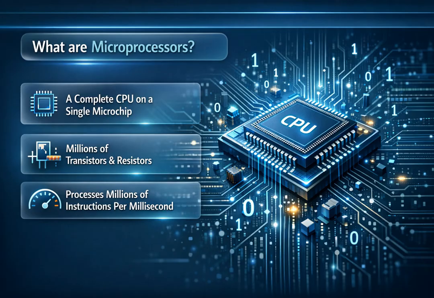Let's revisit the brain. What are microprocessors? In modern computers, the entire CPU is fit onto a single microchip called a microprocessor. Driven by millions of tiny resistors and transistors, it processes millions of instructions in a mere millisecond.